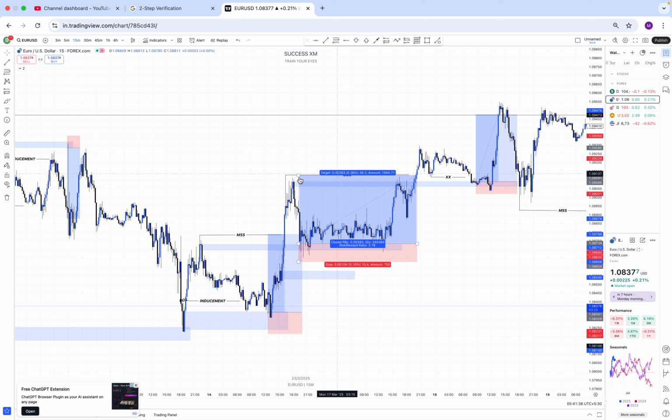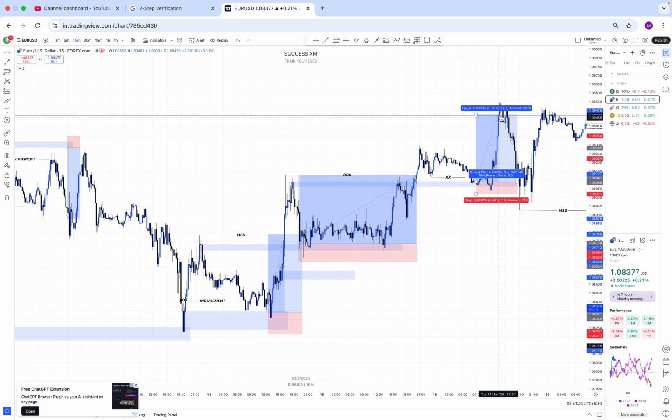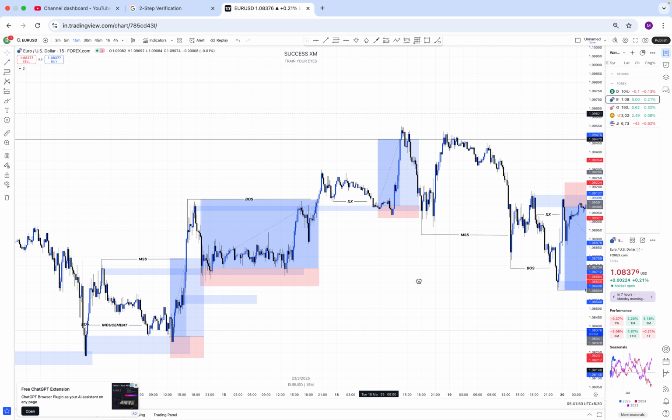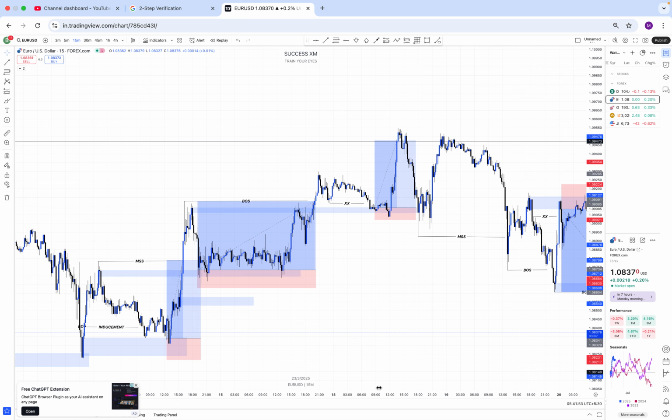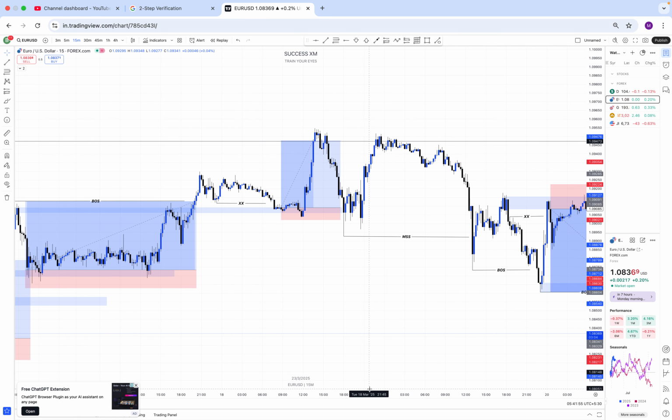You see a clear break of structure here. We have a breaker block, inducement formed, price came back to sweep that inducement and immediately rallies to my TP, clearing out that liquidity. Now look at something here. Immediately price cleared out that liquidity, I started watching what price wanted to do, and immediately I noticed there was a shift of market structure around here.